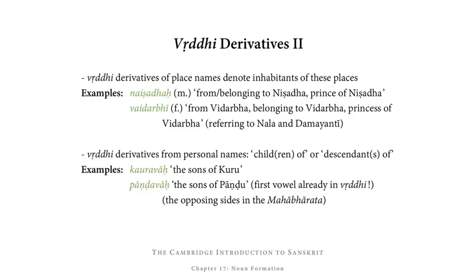And notice furthermore that in Pandu, actually, the vowel already is in vritti, so there is no way of strengthening it any further. And therefore, the only way of forming such a derivative that means son of Pandu or descendant of Pandu is not by strengthening this initial vowel any further, which isn't possible, but by changing the end of the word from u to ava.